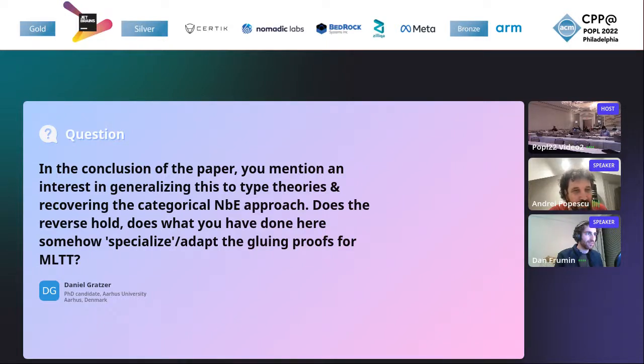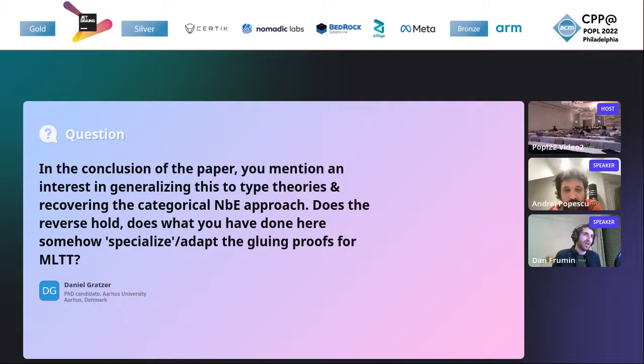In the conclusion of the paper, you mentioned an interest in generalizing this to type theories and recovering the categorical normalization by evaluation approach. Does the reverse hold? Does what you have done here somehow specialize or adapt the gluing proofs for MLTT? Yeah, I don't think the reverse holds. The way I think about NbE for type theory is that you usually have some kind of category of presheaves, and then you go to sheaves, and that gives you the model from which you're going to extract your property. And the construction here doesn't really fit into this framework.